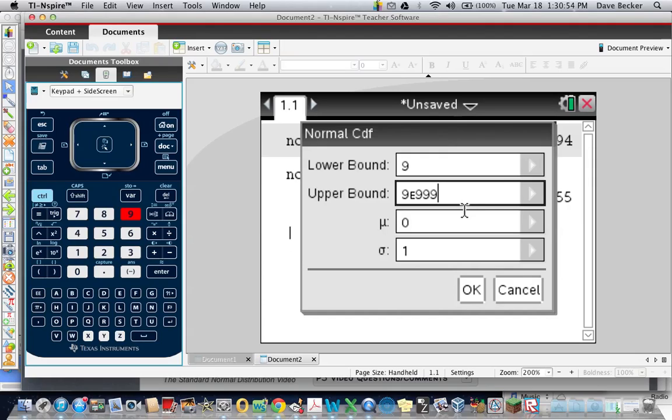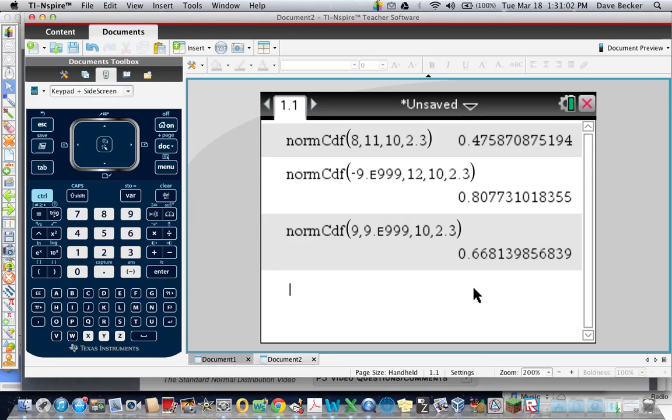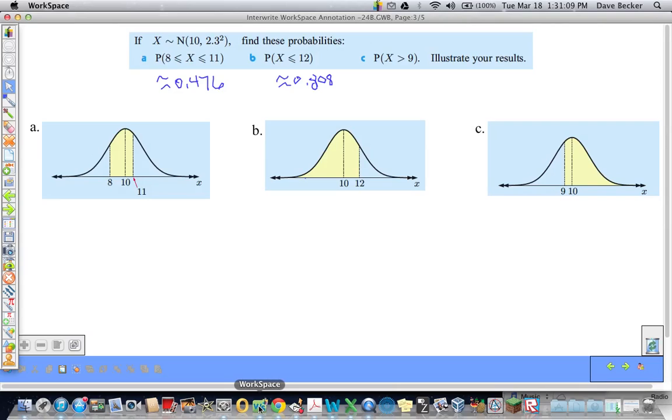999. Got it. 10. 2.3. Bing, bang, boom. Boom, shakalaka. That's 0.668, to 3 sig figs. And I mean, how easy was that? It was pretty darn easy. So that's about 0.668. Okay. Let's try some other ones.